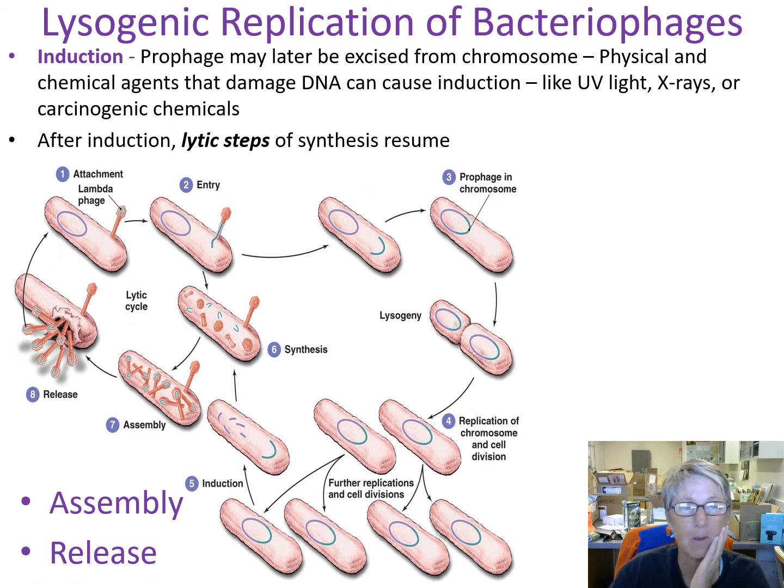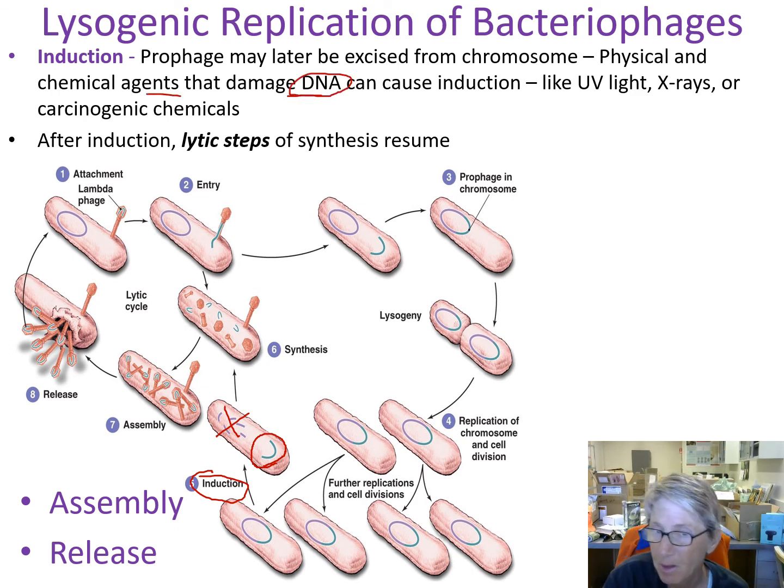in the form of prophage. And then this piece right here, induction, when the bacteria have divided many times, you can excise or take out that prophage, that viral DNA, from the bacterial chromosome, and then that bacterial chromosome disintegrates. Induction can happen because of physical and chemical agents that damage DNA. So we put a bacteria under UV light, X-rays, carcinogenic chemicals.